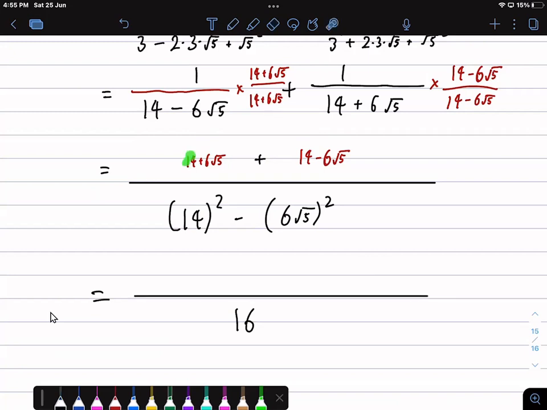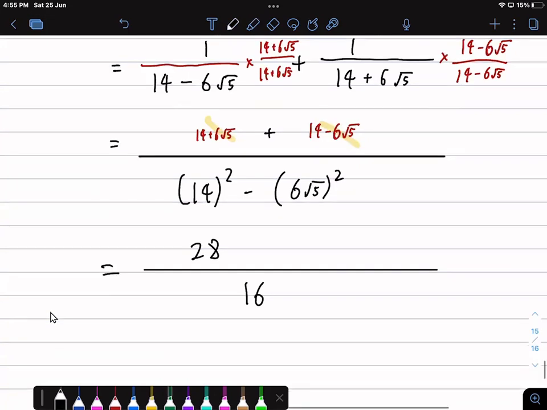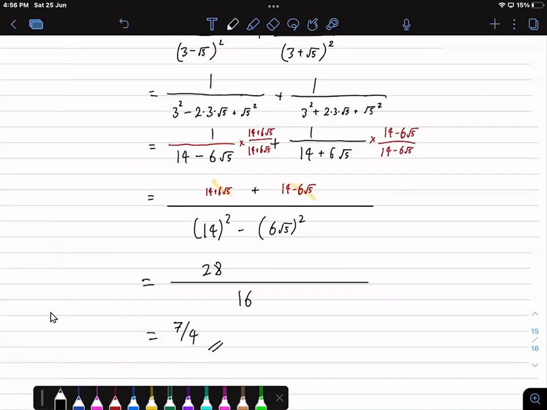Then 14 plus 14, 28. 6 root 5 minus 6 root 5 cancel. Okay, 28 over 16. Wow, so simple. Then you can just type in the calculator or use mental sums: 7 over 4. That's your answer. Yeah, is that our answer?